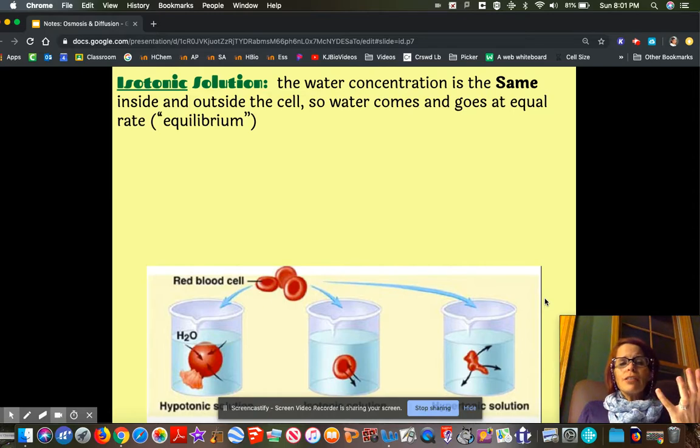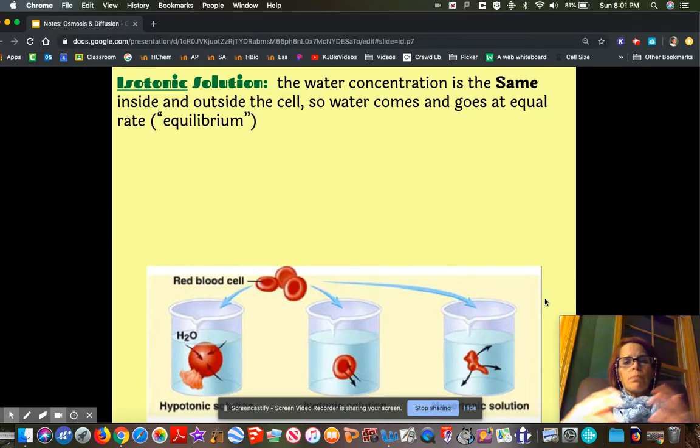All right, so now let's talk about what happens when we tie this into cells and maintaining homeostasis.